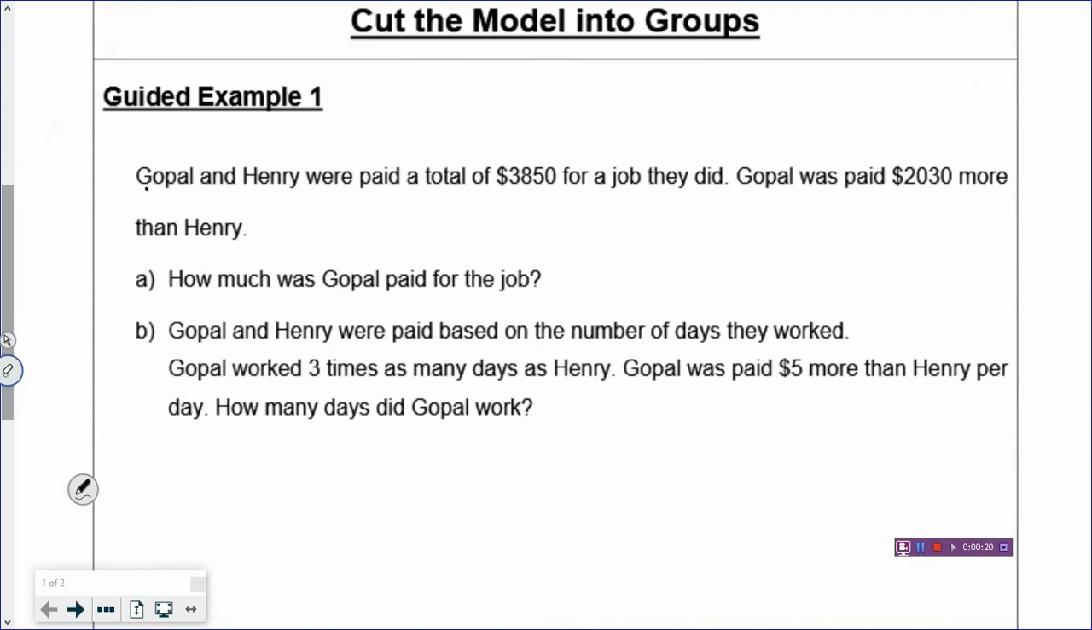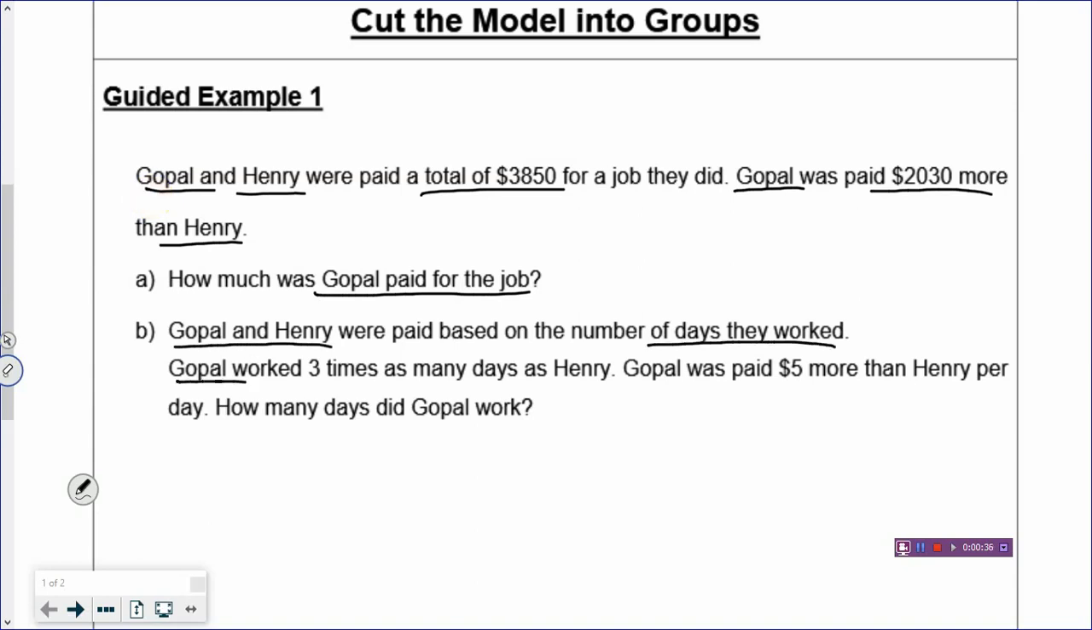Now, Gopal and Henry were paid a total of $3,850 for a job they did. Gopal was paid $2,030 more than Henry. So how much was Gopal paid for the job? And then Gopal and Henry were paid based on the number of days they work. And Gopal worked 3 times as many days as Henry. And Gopal was paid $5 more than Henry every day. So how many days did Gopal work?